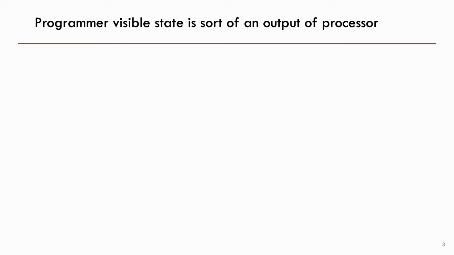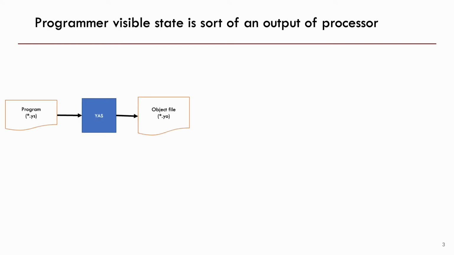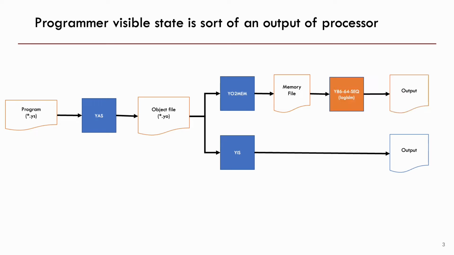But again, programmer-visible state is kind of an output of the processor. Like you saw in the workflow in the previous video, we have two outputs, one from our processor design and the other output from YIS. So we will compare these two to check whether your processor executes the same program exactly correctly.